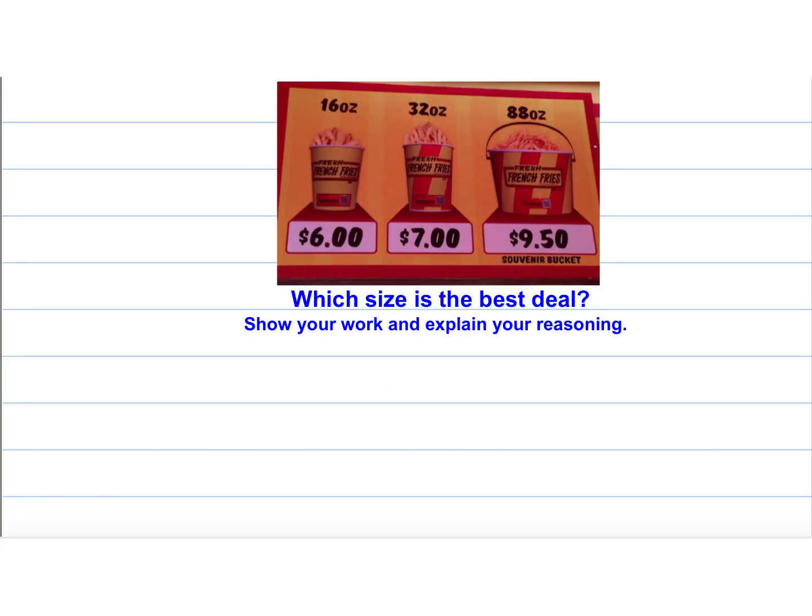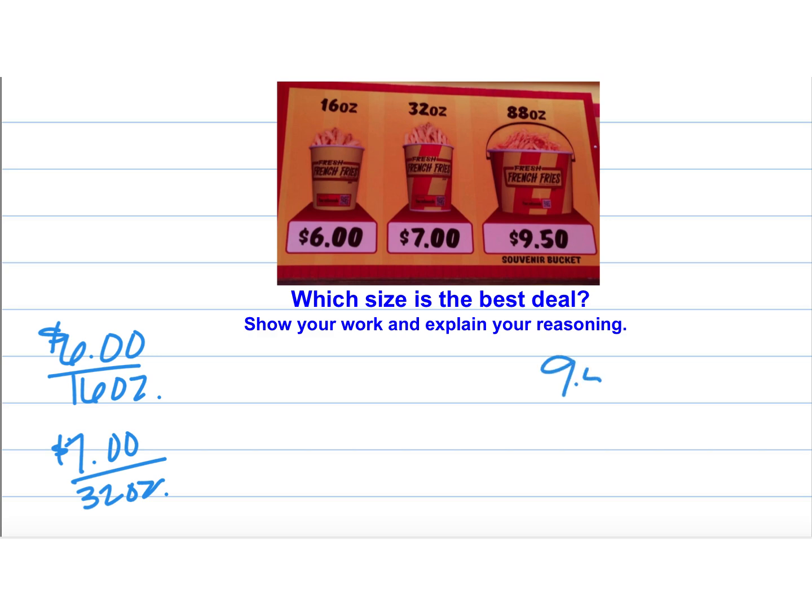And then lastly, we can use unit rate to compare to see what's the better deal. So if you want to pause and try to figure out what the best deal of French fries is, then you could do that and then come back and check. So we have $6 for 16 ounces. We have $7 for 32 ounces. And then we have $9.50 for 88 ounces.